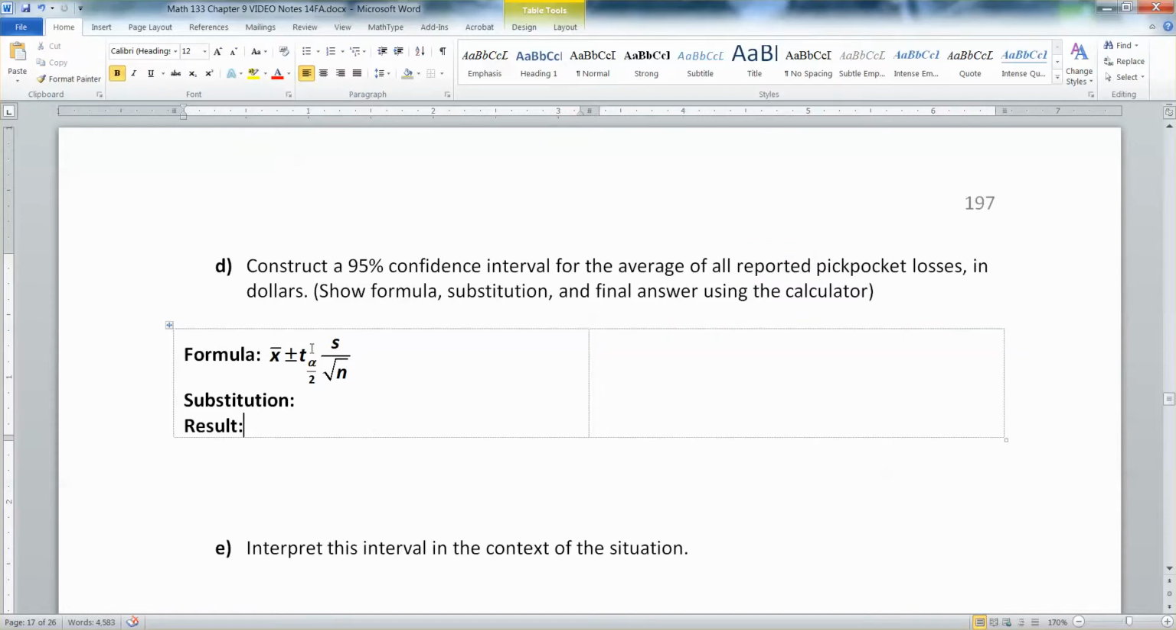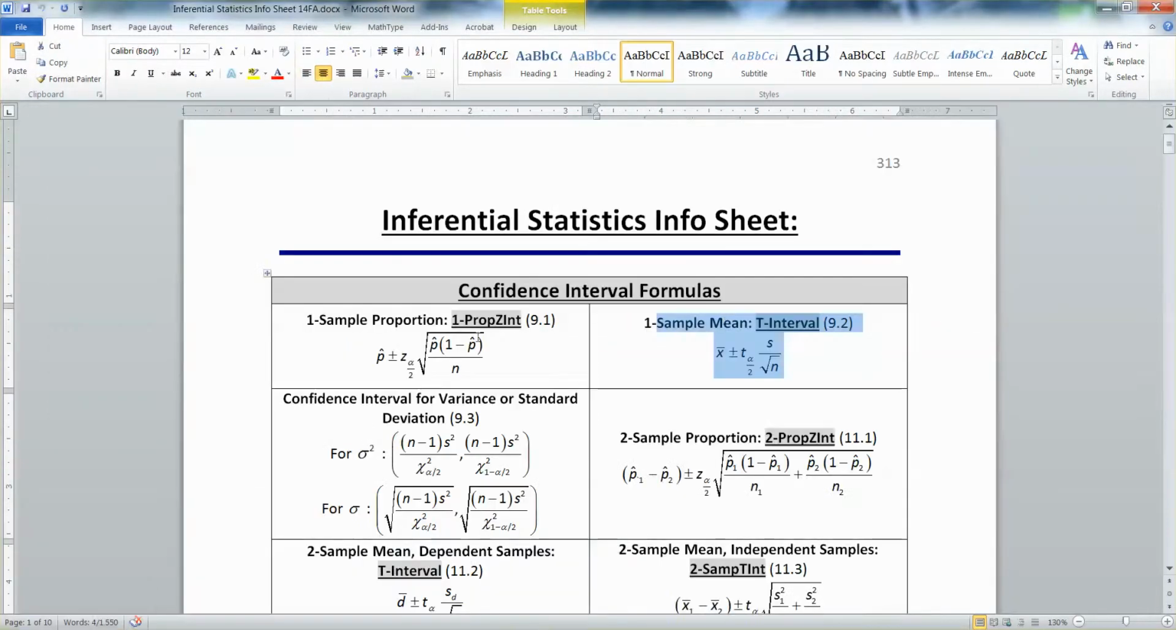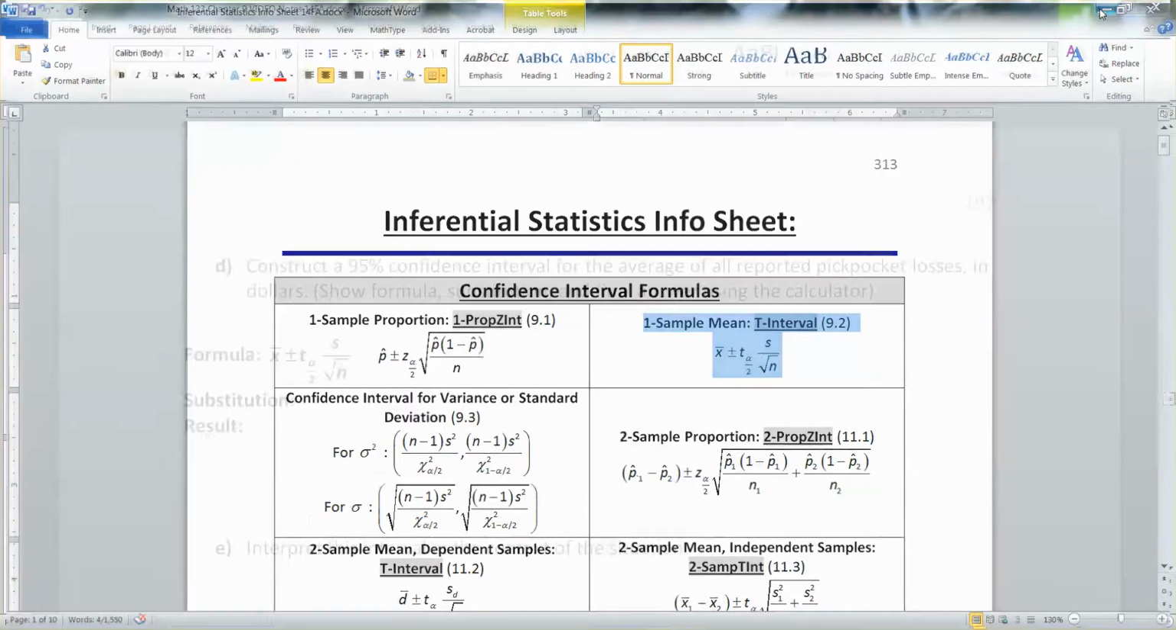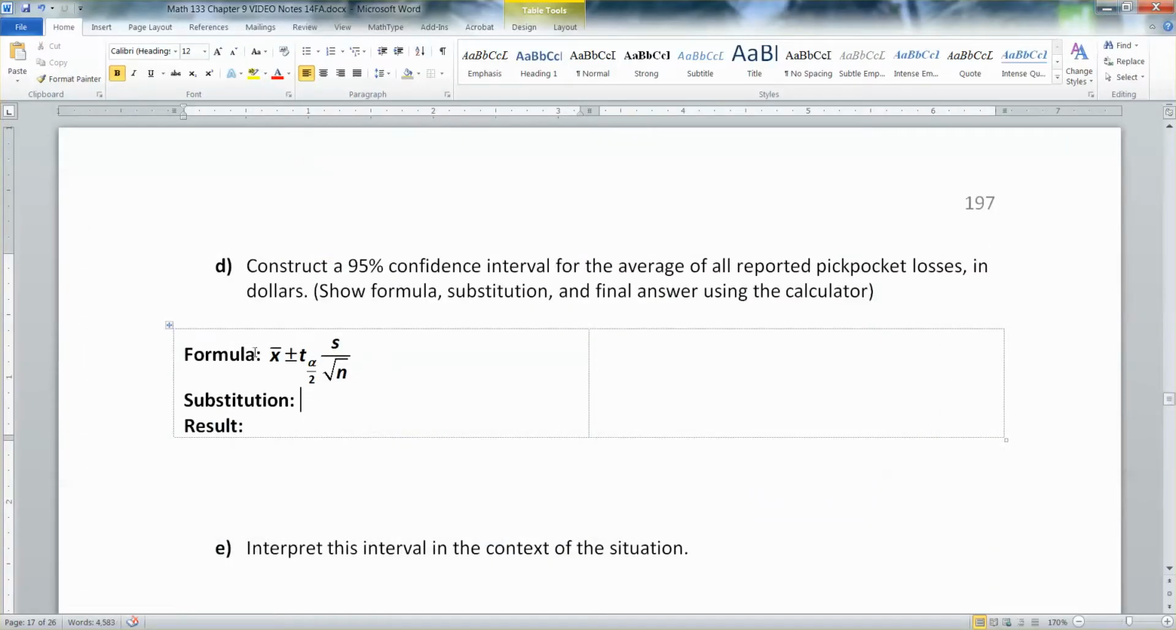We saw it on the previous page, but it's also in your inferential statistics info sheet right here. Remember that neon green packet in your course pack is your Bible for the rest of this course. You want to have it on you at all times. You want to refer to it at all times. All right, so we have x bar plus or minus t alpha over 2 times s over the square root of n. So I'm going to need some values here.